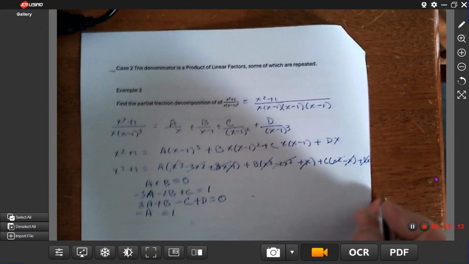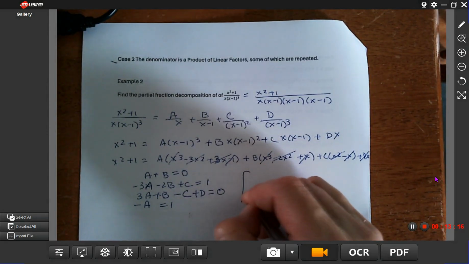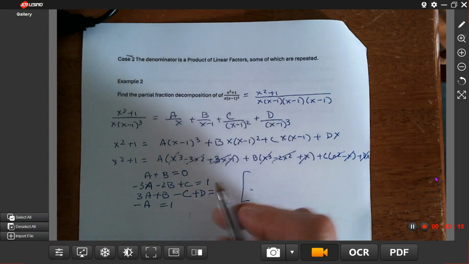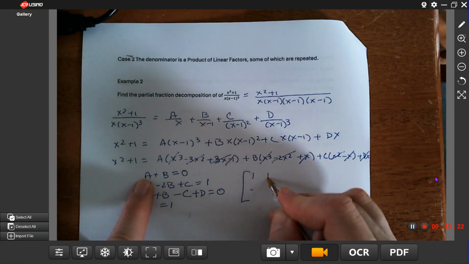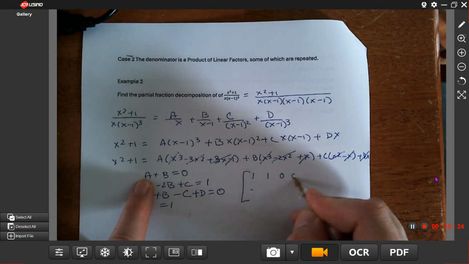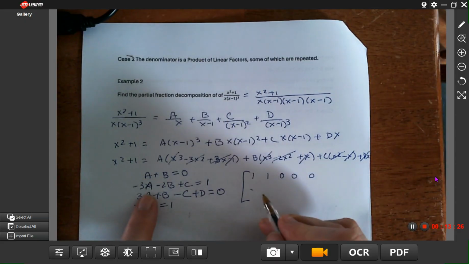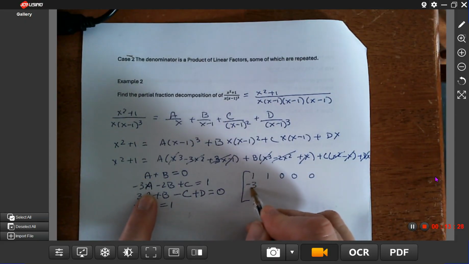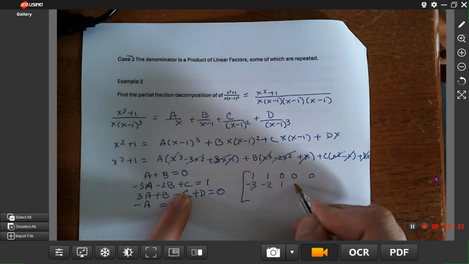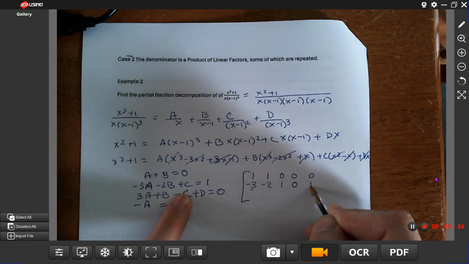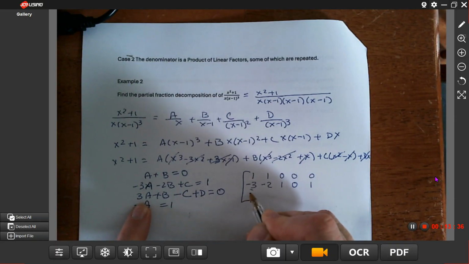I am going to write it down because this one is just bigger, so I feel like I should write it down for you. So what we have is 1a, 1b, 0c, 0d equals 0. Negative 3a, negative 2b, 1c, 0d equals 1.